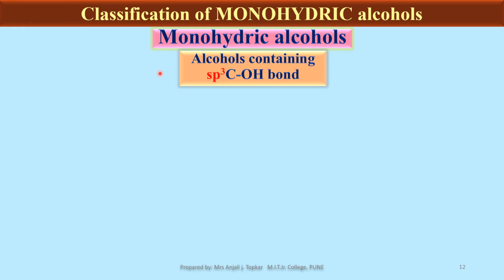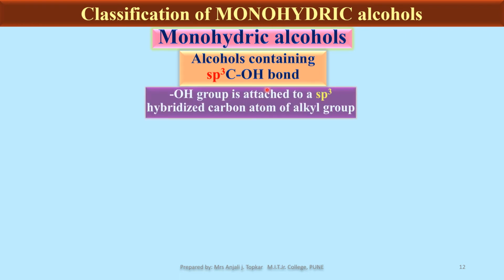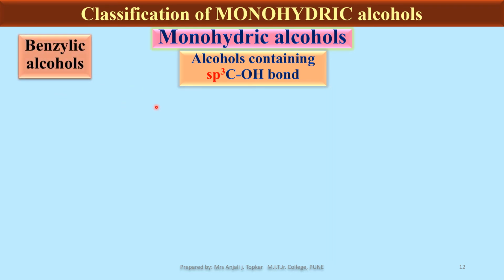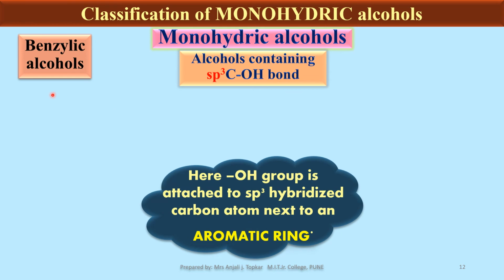Let's understand monohydric alcohols, that means alcohols containing sp3 hybridized carbon atom to which OH group is directly attached. Now we are going to see benzylic alcohol. What do you mean by this? Here OH group is attached to sp3 hybridized carbon atom next to aromatic ring.